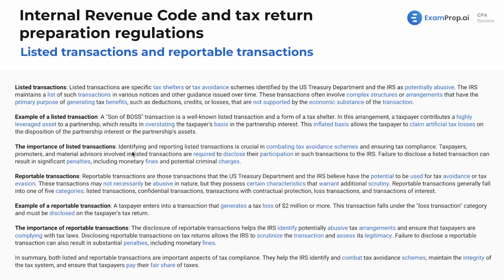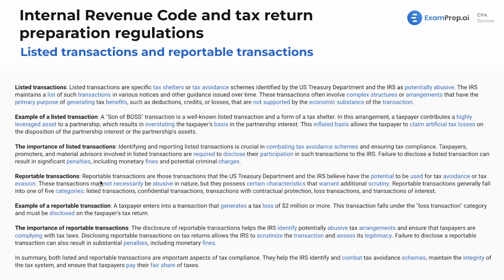Now, the importance here, identifying and reporting them is, as you can probably imagine, going to be crucial for IRS agents to be familiar with these in order to combat tax avoidance schemes and make sure everyone is in compliance. Taxpayers, promoters, and material advisors involved in these listed transactions are required to disclose their participation in such transactions with the IRS. So if you are a professional and you do not list your participation in any of these things and make it well known that you are a part of it, then you're going to have penalties, fines, criminal charges, all that good stuff. Tax avoidance, not a thing to joke about.